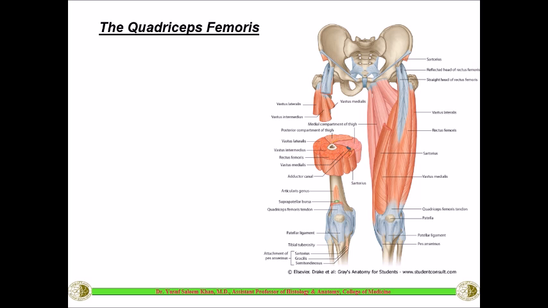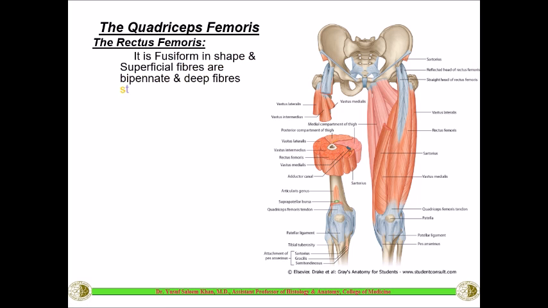Now coming to the second muscle, the quadriceps femoris. As I said, quadriceps femoris has four muscles. The first one is the rectus femoris, which is the most anterior. Here you can see the rectus femoris. Here you can see the cut section of the same.